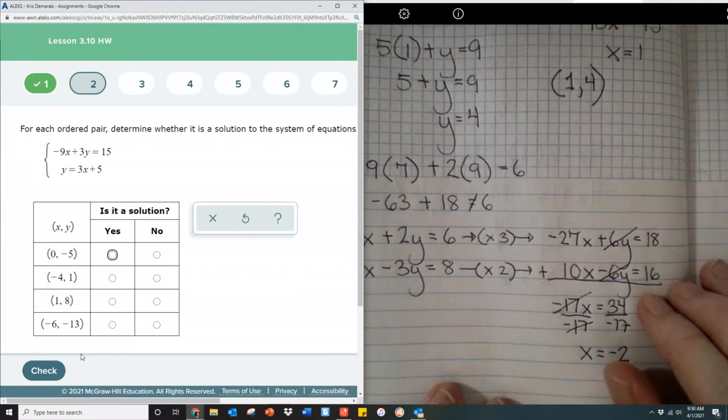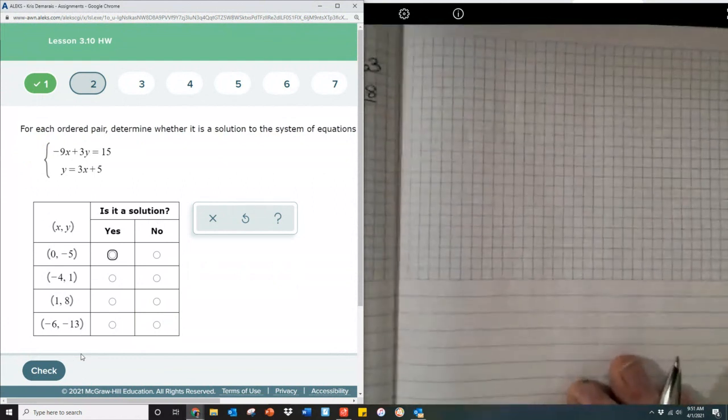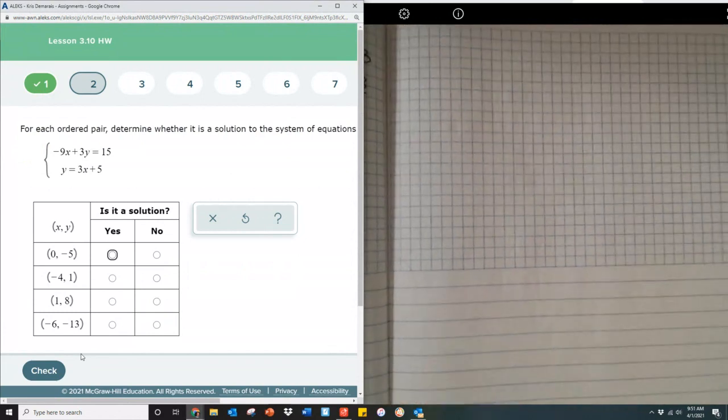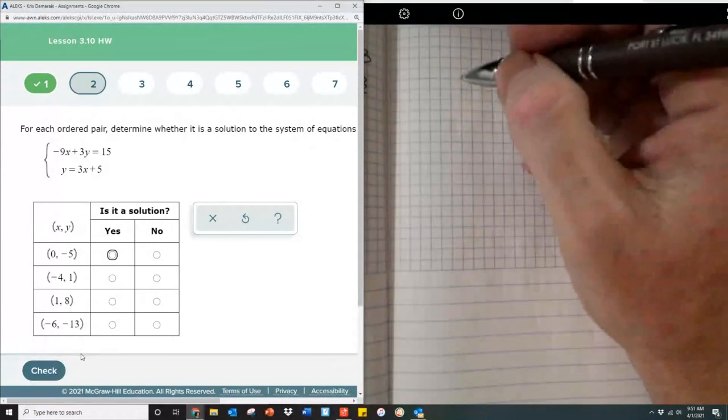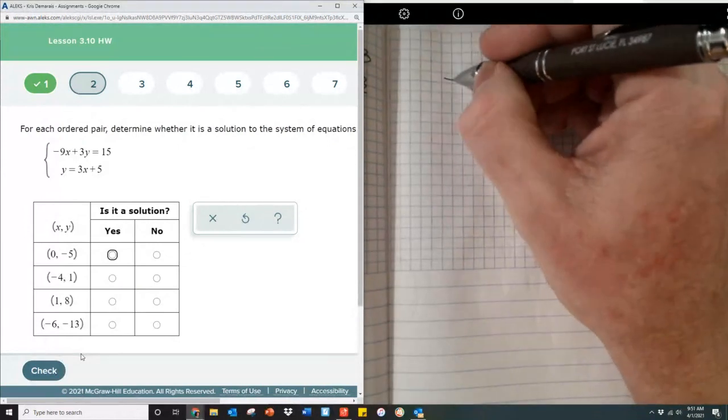So now we have this problem. All right. Now this problem has an isolated variable. Anytime you have an isolated variable, you can do direct substitution of that variable into the other equation. Now, what does that mean?